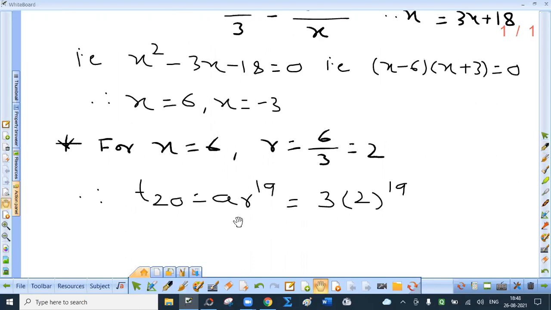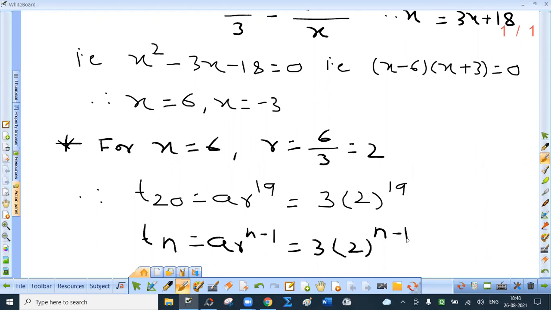Now for this, I will find Tn. Tn is AR raised to n minus 1. So 3 into 2 raised to n minus 1. I hope this is clear to you. Okay. This is for x equal to 6. Now you will find for another value of x, minus 3. First, we will have to find common ratio.